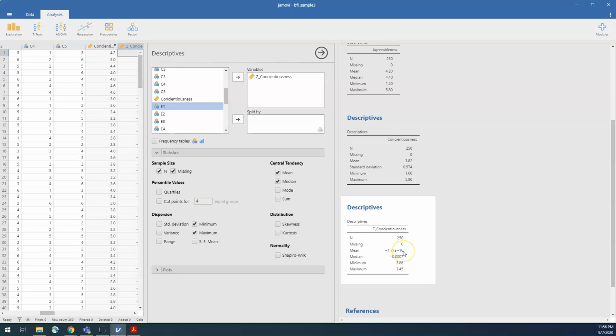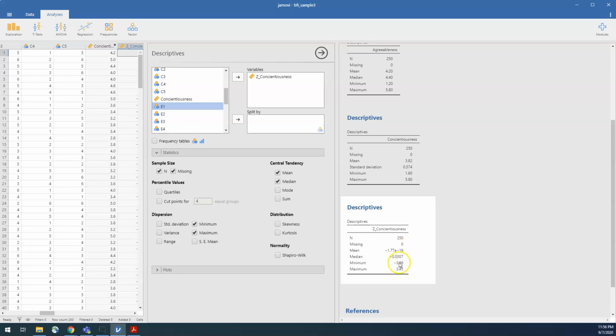But theoretically, if we didn't round at all, if we carried it out an infinite number of decimal places, we would always find that the mean of a set of values once transformed into z-scores would always be 0. In this case, it's virtually 0. It's not exactly 0, but it might as well be.